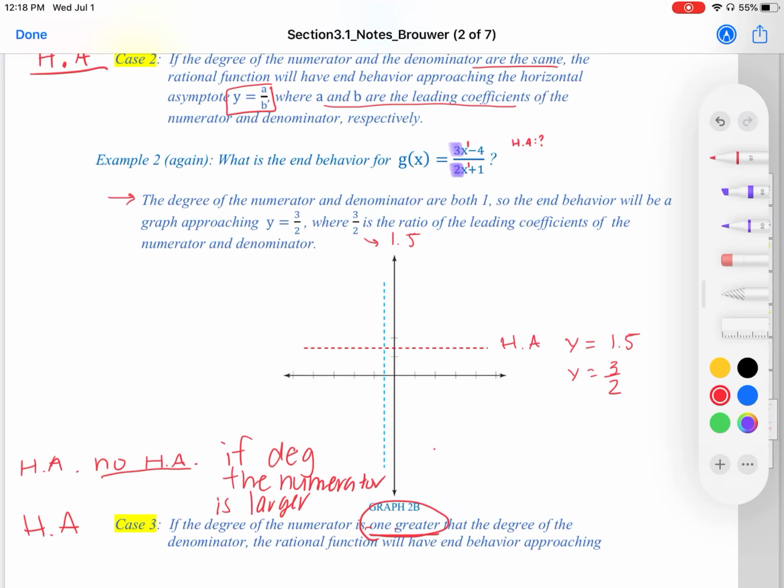All right, section 3.1 got you ready to graph by talking about your domain and your borders, your asymptotes. We'll continue with section 3.2 in the next video. Thanks.